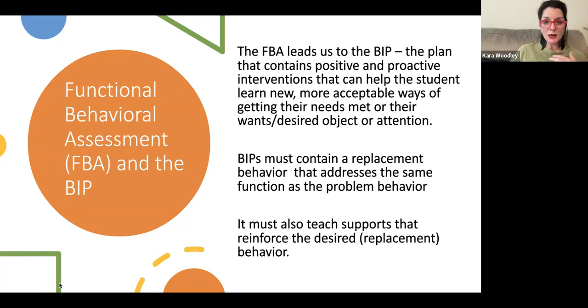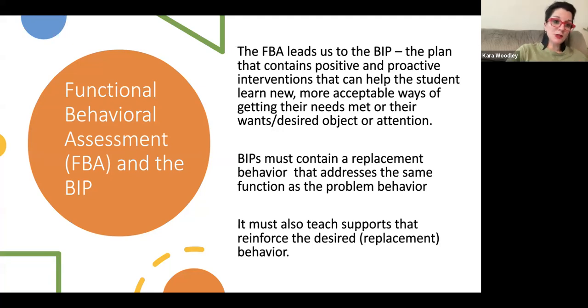So talking a little bit more about a functional behavior assessment, we're going to pivot a little bit again here. And so that FBA, again, with alphabet soup, we're going to be doing this in the class later. I just want to touch on it at the end of our chapter here today. The FBA leads us to the BIP. The BIP is that behavior intervention plan.